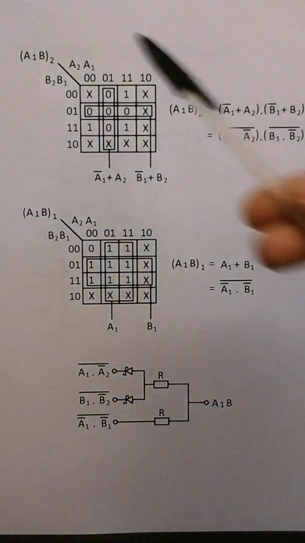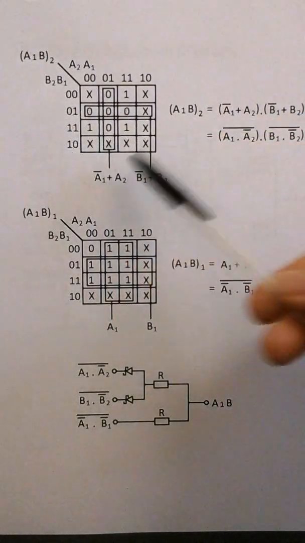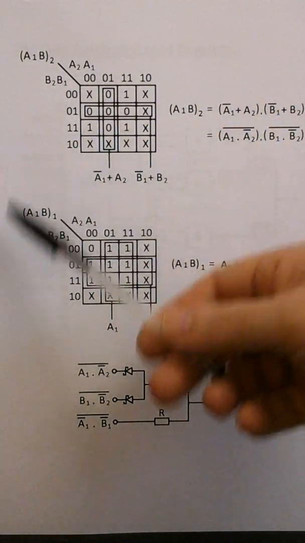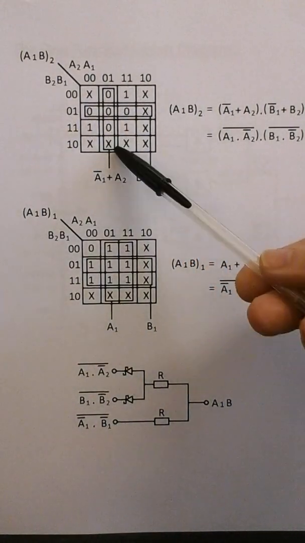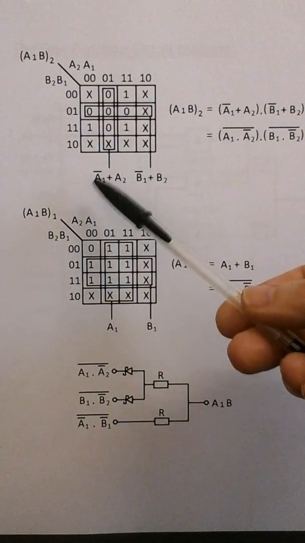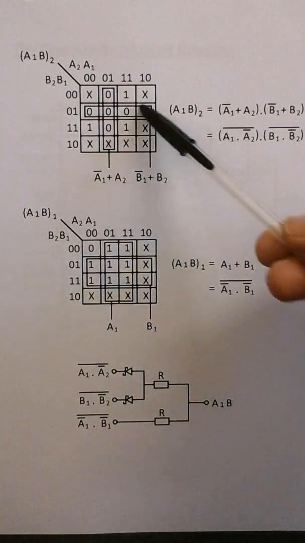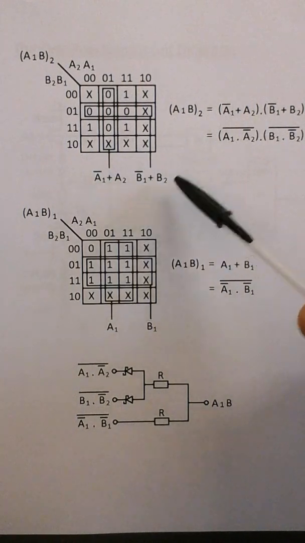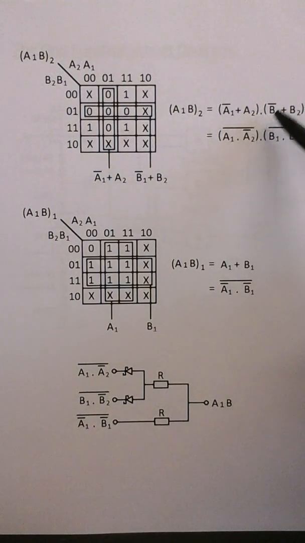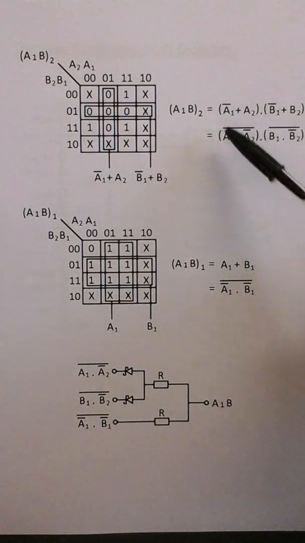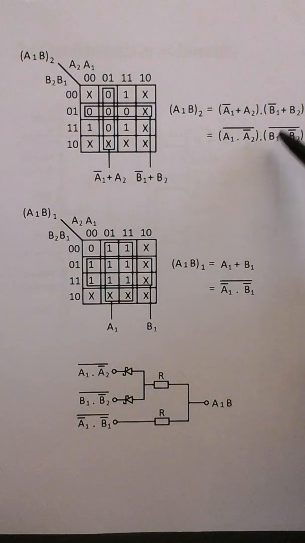Here we have the Carnot maps for A1, B. This is A1, B2, and A1, B1. So here we're looping the zeros. This loop here is not A1 or A2, and this loop here is not B1 or B2. So A1, B2 equals not A1 or A2 and not B1 or B2. Now here I'm using De Morgan's theorem to change that into a NAND. So that's A1 NAND not A2 and B1 NAND not B2.